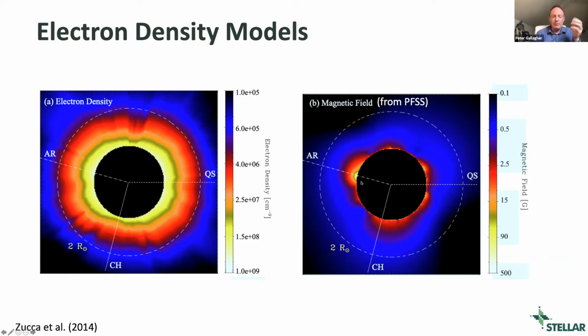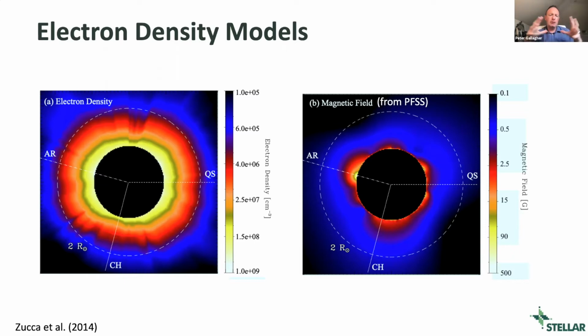And we've also done some work on things like S bursts, which preferentially occur in these higher magnetic field regions. So these maps can be useful for interpreting your data, and you can have a look at that Zucca model and recreate them for yourself using some of the software that we have made available.